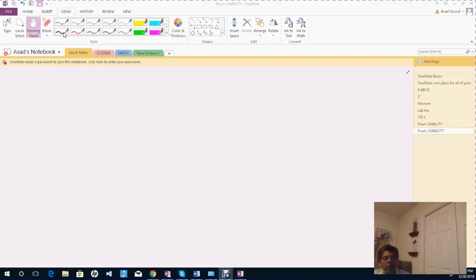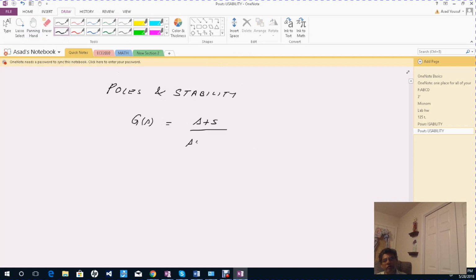Welcome back. We are going to look into poles and stability and see how poles can determine the stability of the system. In order to do that, let's define a transfer function. Let's say that G(s) is equal to (s + 5) divided by (s + 4)(s + 6).